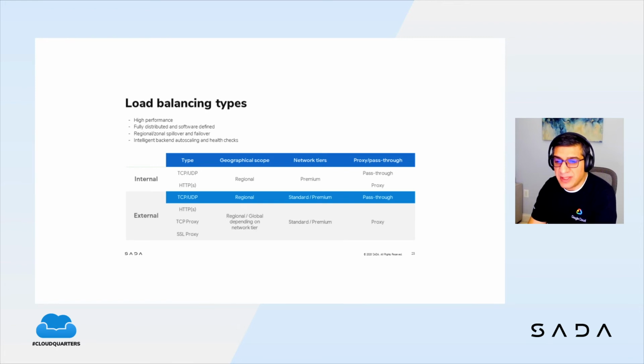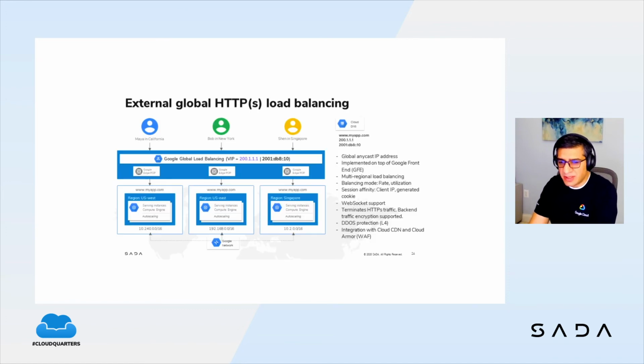The geographical scope. What that means is that you want your load balancer to reside in a single region or in a global multi-region mode. The network tiers, if you want the premium or the standard, as we touched on earlier, the difference between these 2 network tiers. And eventually, if you want that load balancer to be proxy-based or pass-through, which is really important usually when customers need to be able to see their request IP address. So there are 2 load balancer types that I wanted to get into in more detail.